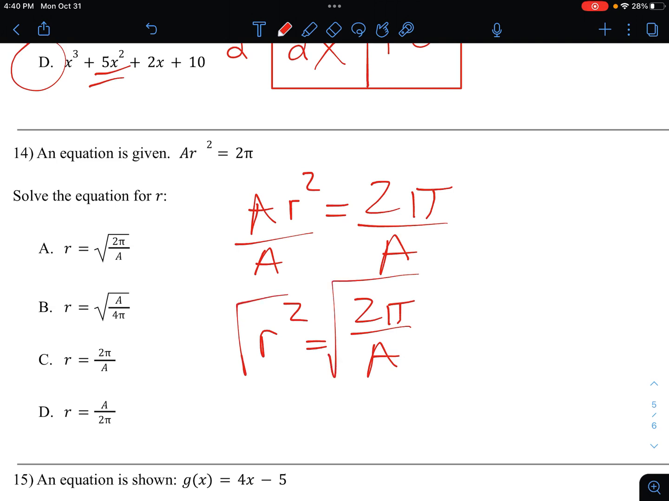And the last thing I need to do is take a square root. So we get r is equal to 2 pi divided by a, the whole thing square rooted. So that's my answer there. Okay.